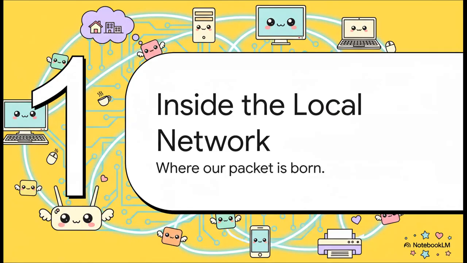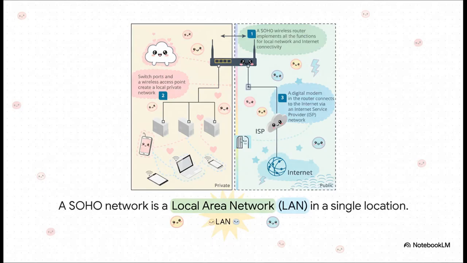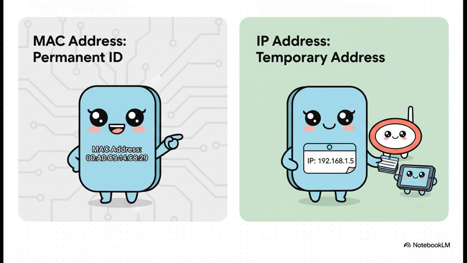Let's get into it. Okay, so our whole journey kicks off right where you are, in your home, in your office, inside what we call your local network. This is what's called a local area network, or LAN for short. It's basically a private little club that connects all of your devices in one place. Your phone, your laptop, that smart TV, the printer, they're all members, and they can all talk to each other directly inside this club.